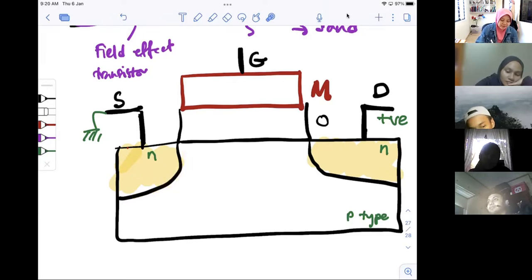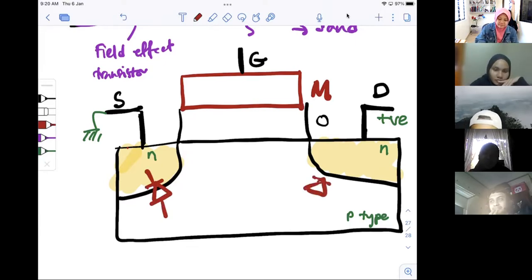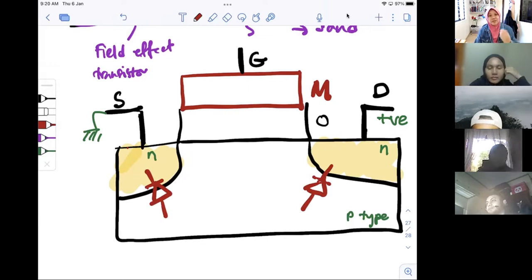So where's the other one? On the right side. Okay, thank you. So here are the two PN junctions. With the structure itself, I don't have to tell you there's a diode. You know when the P and N meet, there's a junction. So automatically there's a diode over there.